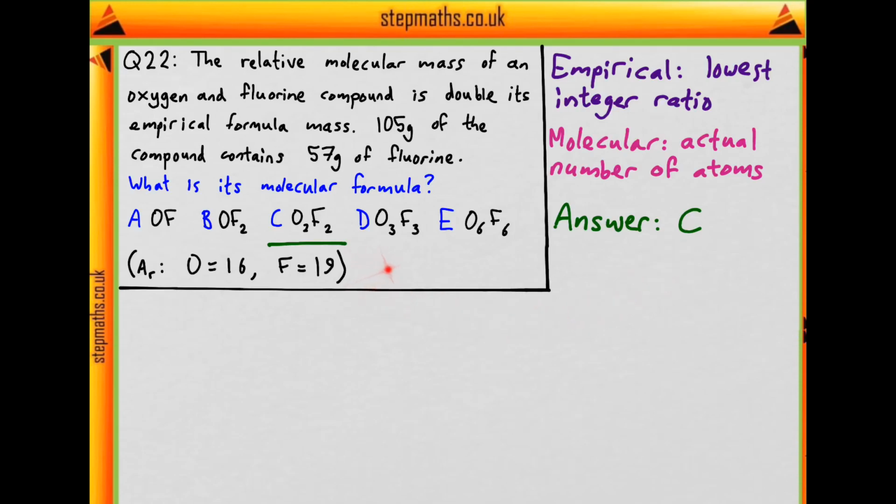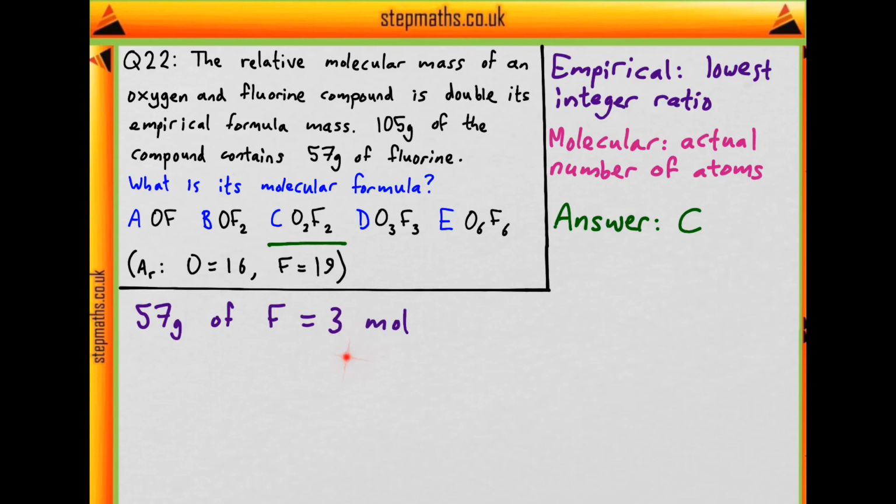But if you don't spot that, because it's maybe not the most obvious thing, we can use these masses that we're given. How to do this? Well, we're told we have 57 grams of fluorine in this 105 grams. So how many moles is that? So we're told that 1 mole of fluorine is 19 grams. That's what was meant by the relative atomic mass. So 57 grams, which is 3 times 19, is 3 moles.